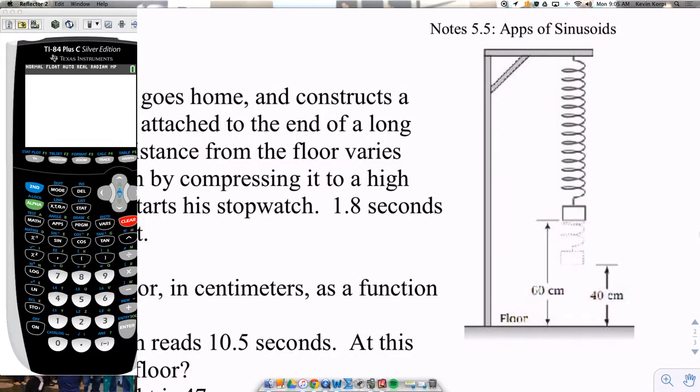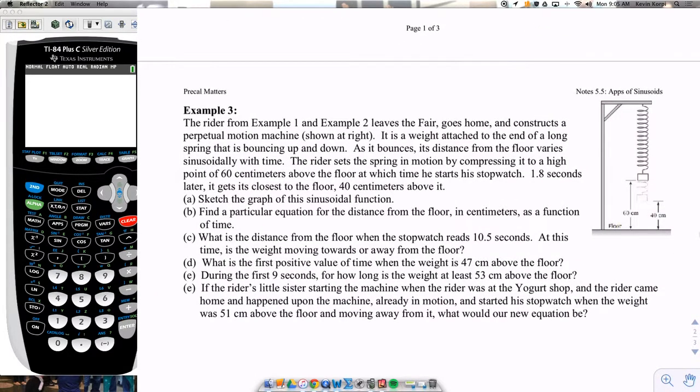So here's what he built. It is a weight attached to the end of a long spring that's bouncing up and down. As it bounces, its distance from the floor, so we're measuring its height above the ground, varies sinusoidally with time. The writer sets the spring in motion by compressing it to a high point 60 meters above the floor, at which time he starts his stopwatch.